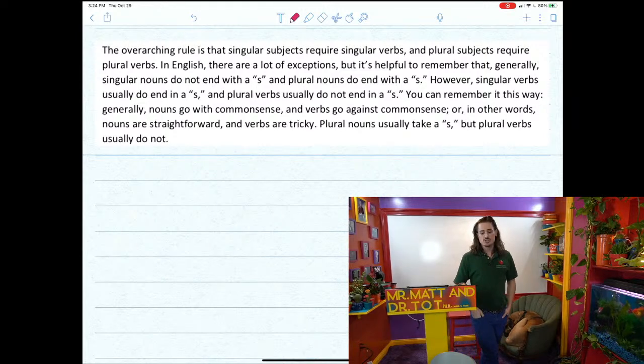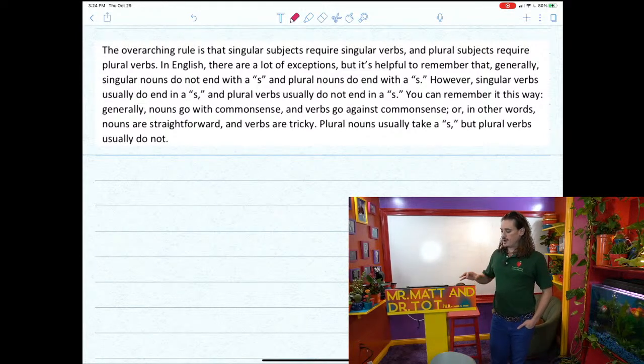Now, what you can do to make this easier is I think of nouns as going with common sense and verbs as going against common sense. What you'll see is that English is highly irregular. There's a lot of exceptions to these general rules. However, if you think of nouns as going with common sense, and verbs being the tricky ones, you can come up with a system that will help you out.